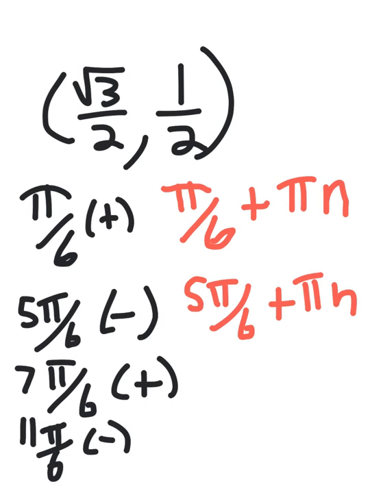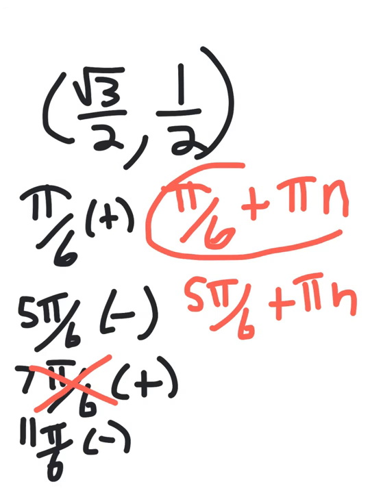Now these bottom two answers, the 7 pi over 6 and 11 pi over 6, while they are in 1 revolution of the unit circle, they are in a different period. If I were to add a pi to pi over 6, I get 7 pi over 6. So I don't really need this one since it's already in this interval. 6 pi over 6, which is pi, plus pi over 6 is 7 pi over 6. So adding 1 pi would get me there.